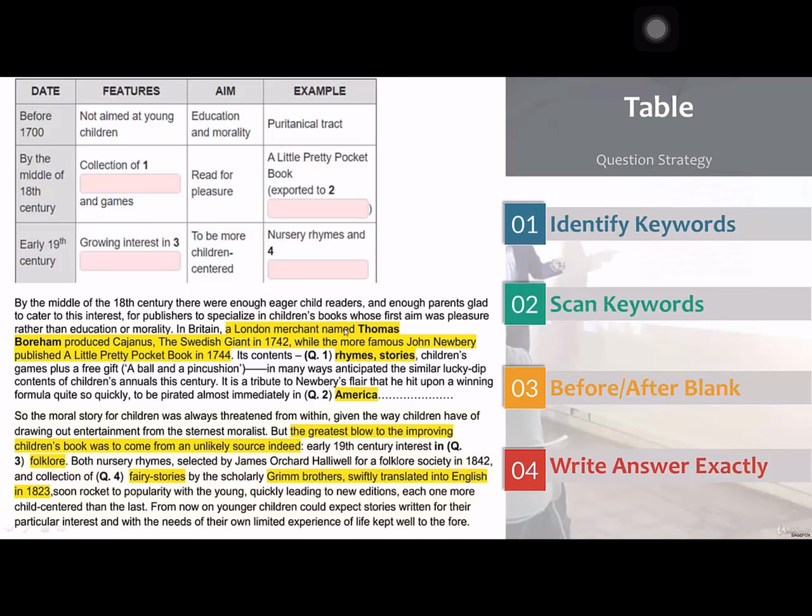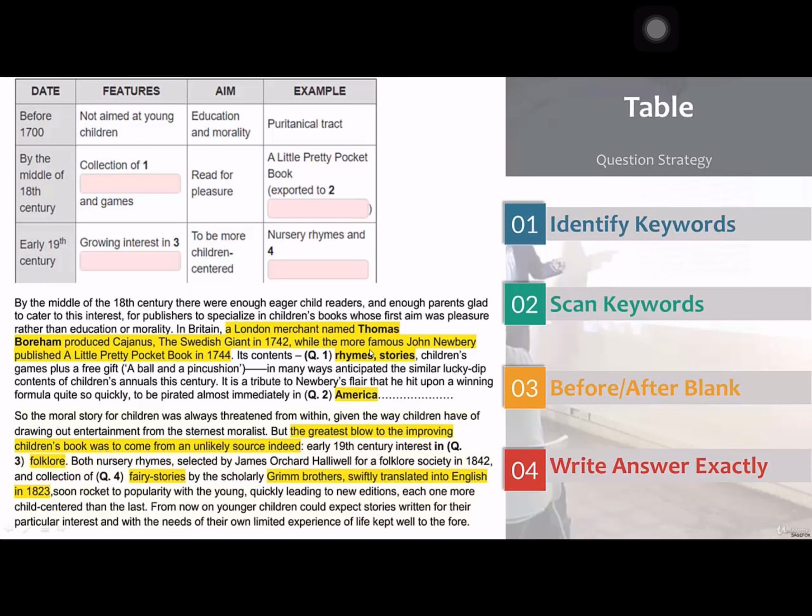Its contents, let's see, in Britain, a London merchant named Thomas Borham produced Cajanus, the Swedish giant, in 1742, while the more famous John Newbery published A Little Pretty Pocketbook in 1744. Its contents, rhymes, stories, children's games. So number one, our answer would be rhymes, stories, right? That fits within the word limit here.